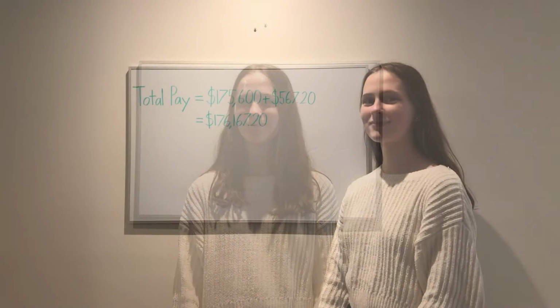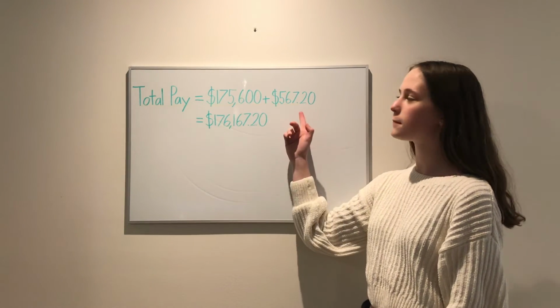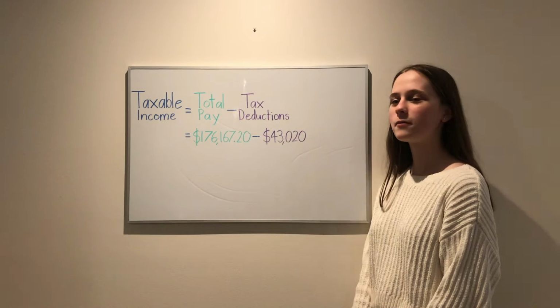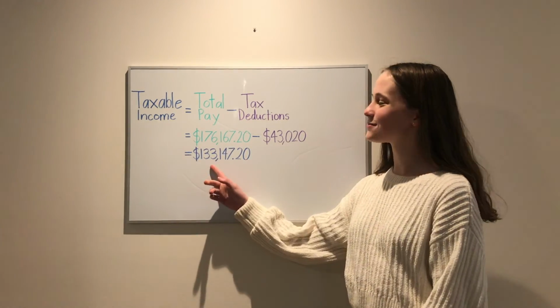So let's calculate Percy's taxable income. Percy's total pay is a combination of his gross annual income and the money he earned in interest. We must then subtract his tax deductions, giving us his taxable income. For part B, we need to calculate the tax payable on Percy's taxable income, including the Medicare levy.